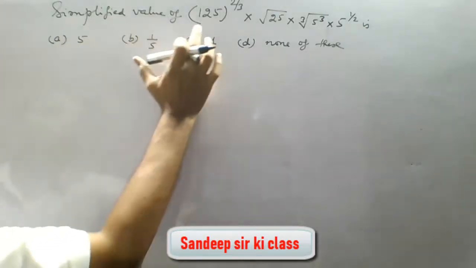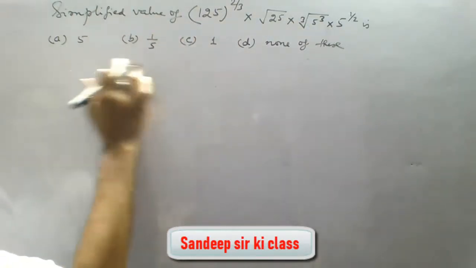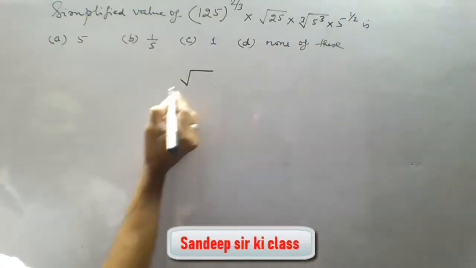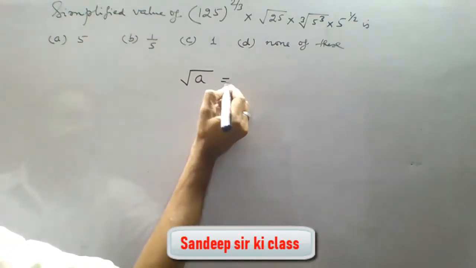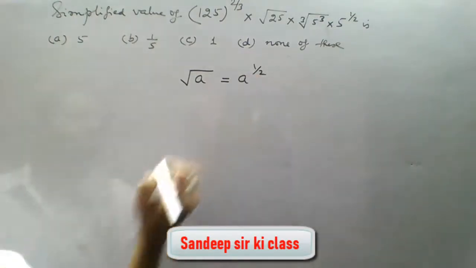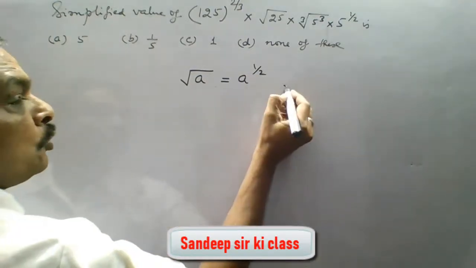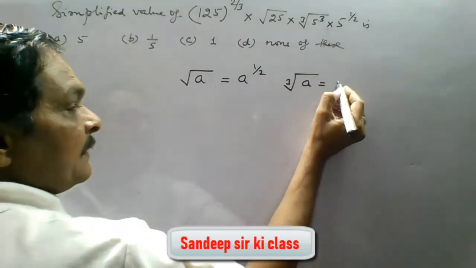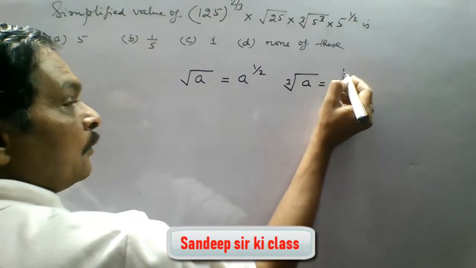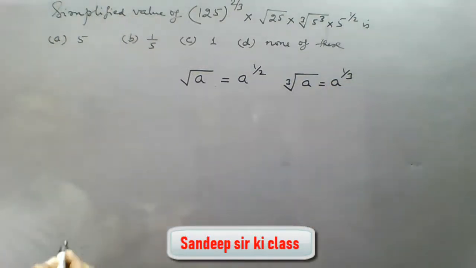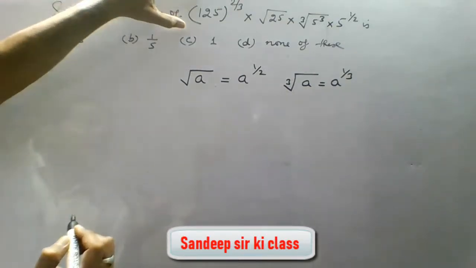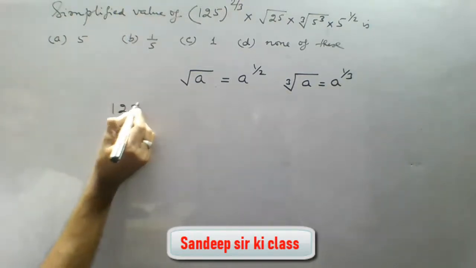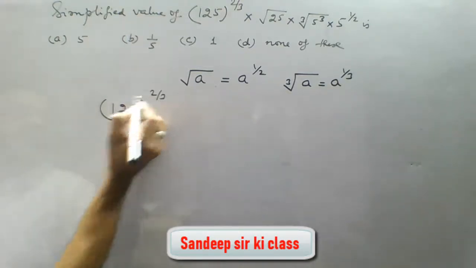Simplified value of this expression is, and these are the options given to us. Now we know that under root when we write of any number say a, then it means power as 1 upon 2. And when we write cube root of any number say a, then that means that power is 1 upon 3. This value is a to the power 1 upon 3. So when we apply this thing here, first term will be 125 to the power 2 upon 3.